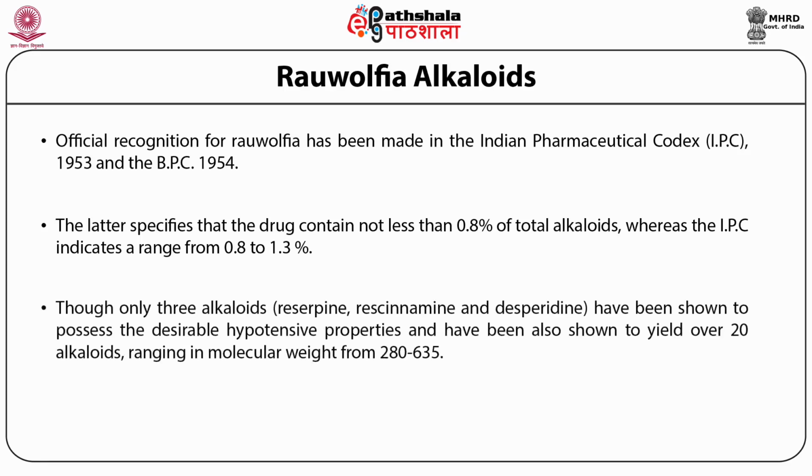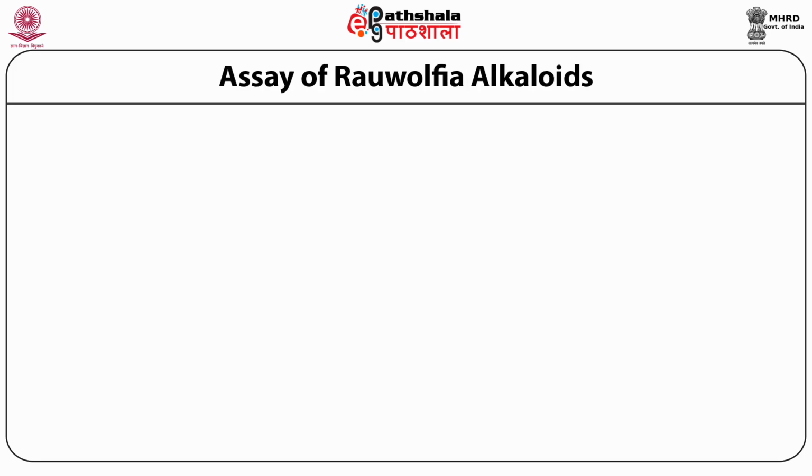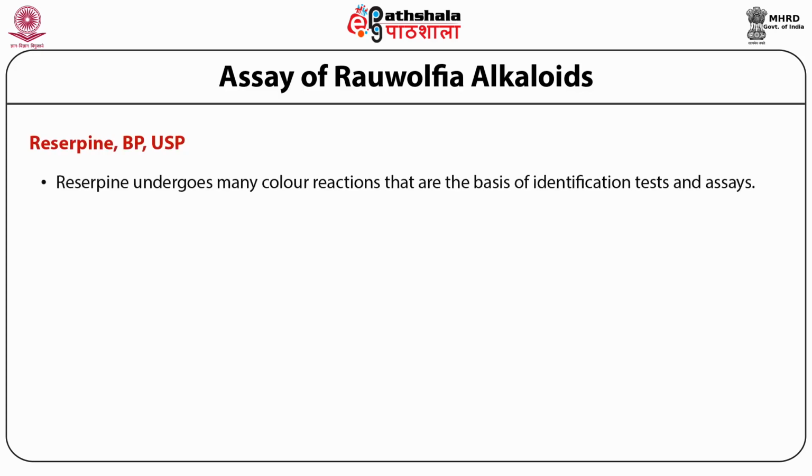Though only 3 alkaloids, reserpine, resinamine, and desreserpidine, have been shown to possess the desirable hypotensive properties, there are other near about 20 alkaloids in the molecular weight range of 280 to 635. So there is a large diversity of alkaloids found in Rauwolfia. For the Rauwolfia alkaloids assay, reserpine undergoes many color reactions, and that makes the basis for their identification tests and assays that are used.